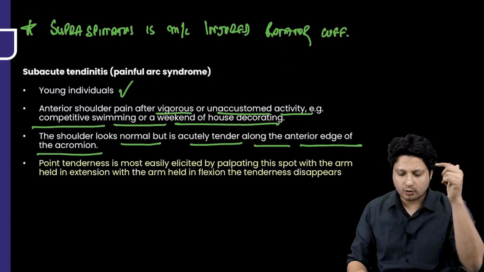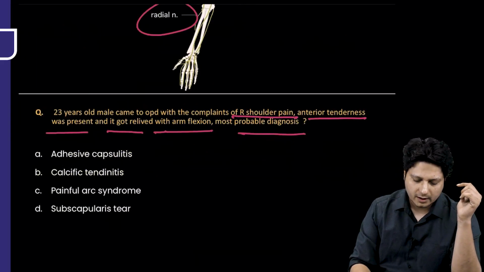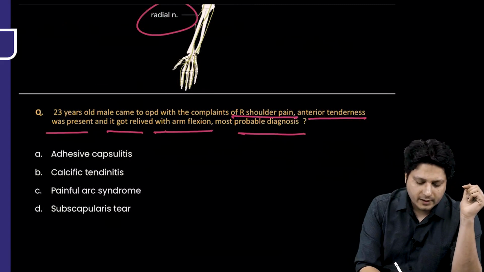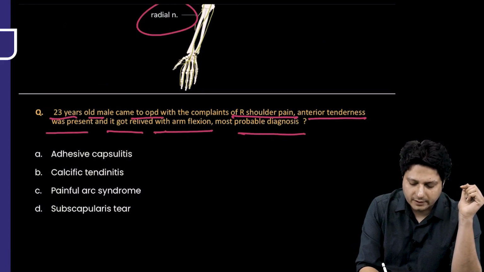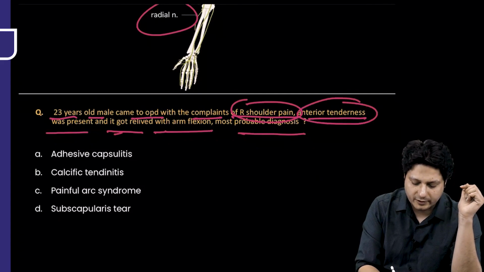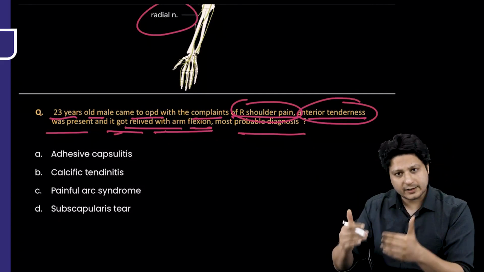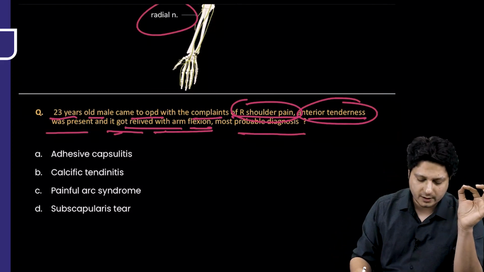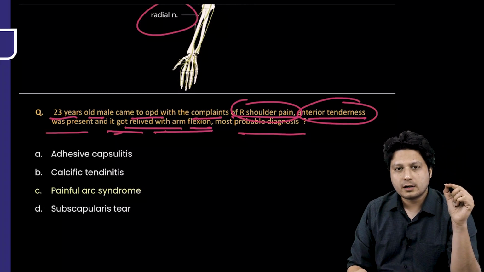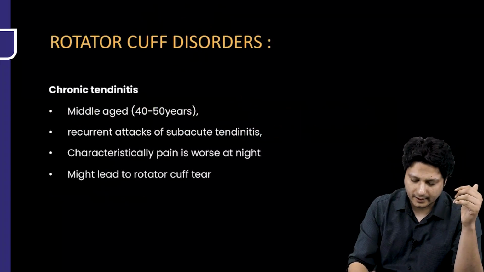And if you go back to the question, the sample question that I provided, the 23-year-old male came to OPD with the complaint of right shoulder pain. Anterior tenderness was present which got relieved with the arm kept in flexion. What is the most probable diagnosis? So answer for this question is painful arc syndrome or subacute tendinitis. All right.